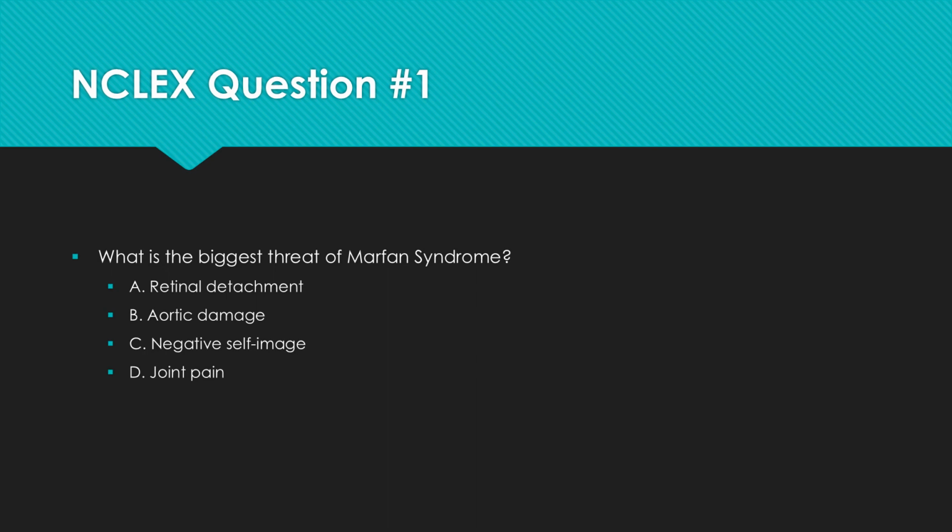This is the correct answer because aortic damage places the patient at an increased risk of aortic dissection, which could lead to internal bleeding. Risk of bleeding is a bigger threat to the person than retinal detachment, negative self-image, and joint pain.